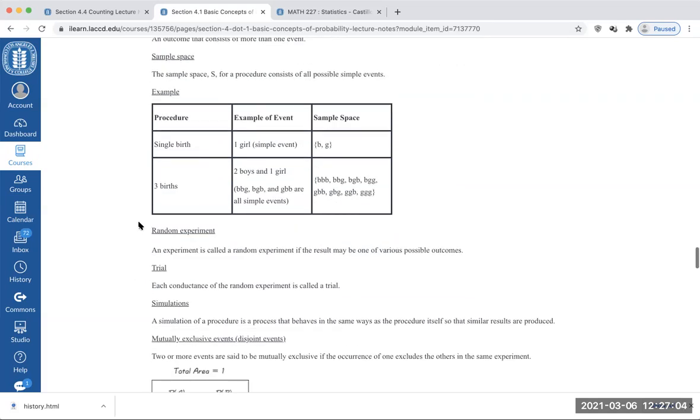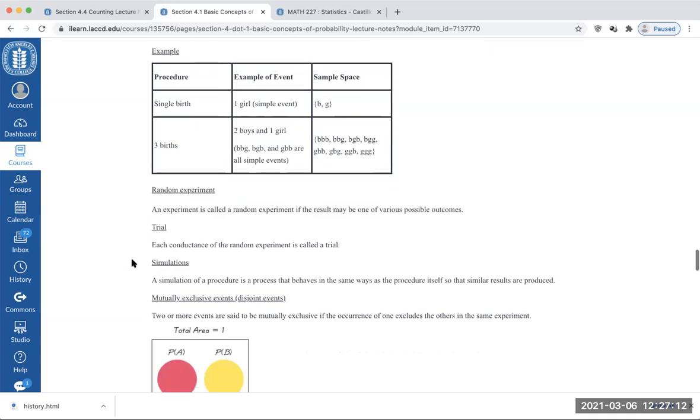A random experiment: an experiment is called random if the result may be one of various possible outcomes. A trial: each conducting of a random experiment is called a trial. A simulation is a procedure, usually on a computer or some other technology, of a process that behaves in the same way as the procedure itself, so that similar events are produced.